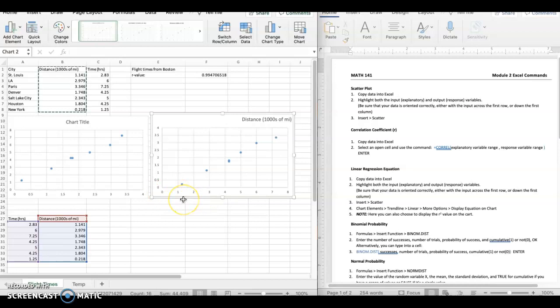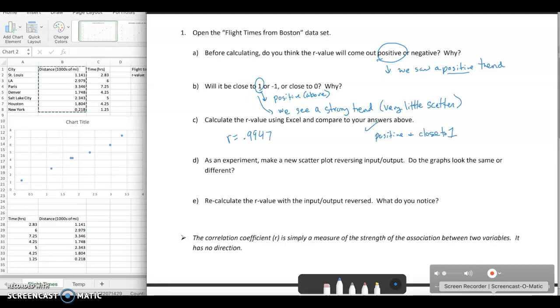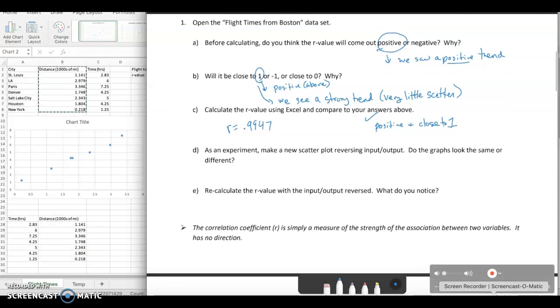They don't look exactly the same. They still both look positive and very strong, but I can see the differences. Like the points are not in exactly the same spot, right? The points have reversed their X and Y values. So now these 2 points, instead of being almost horizontal, are actually almost vertical now. And the points are not themselves in the exact same spots. So it says, do they look the same or different? I'm going to say that they look different.